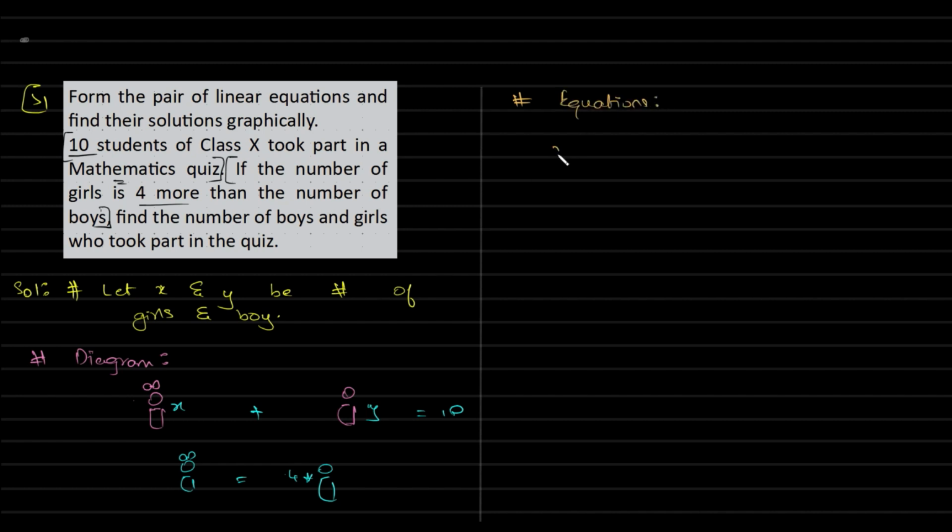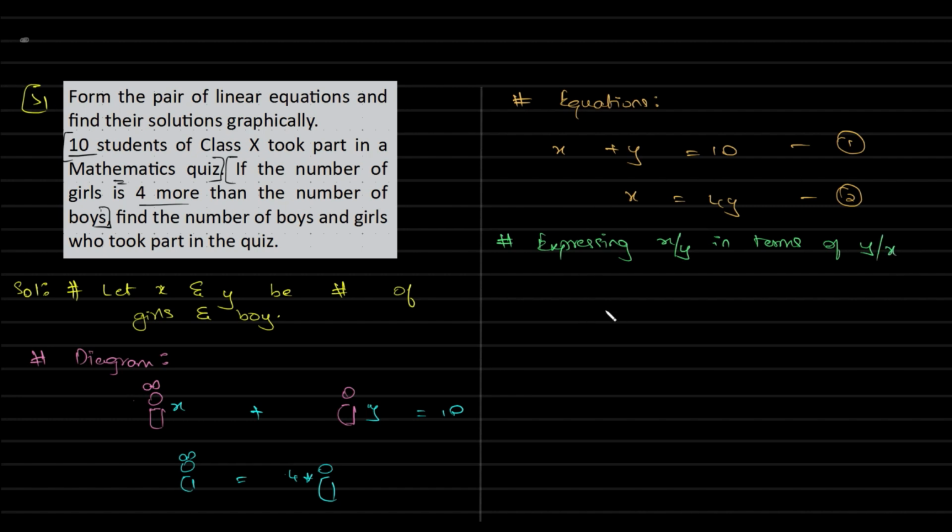So we're looking at x plus y equals 10. And the other equation is this equation 1: x is equal to 4y. That's our equation 2. Next, we get to the graph. We need to express x in terms of y, or y in terms of x.